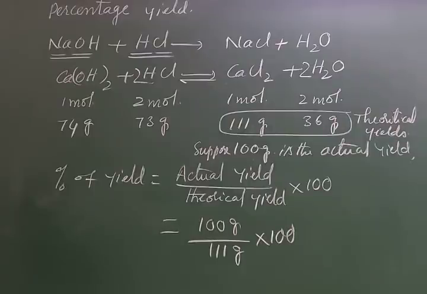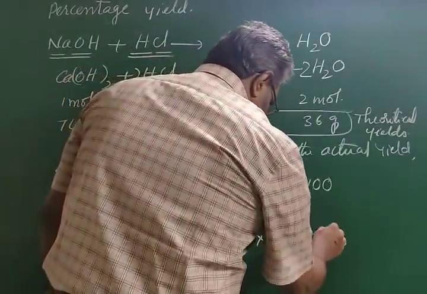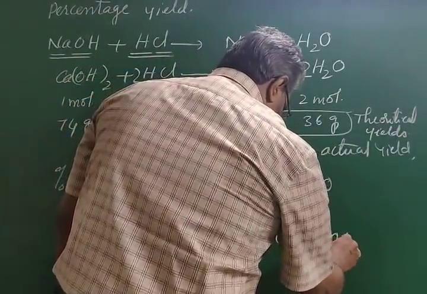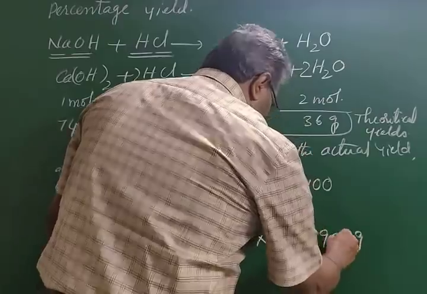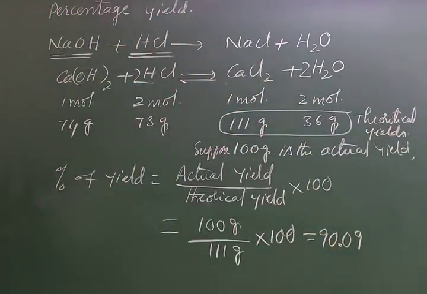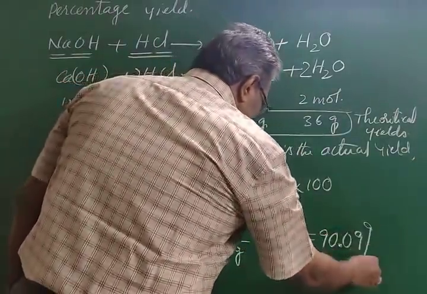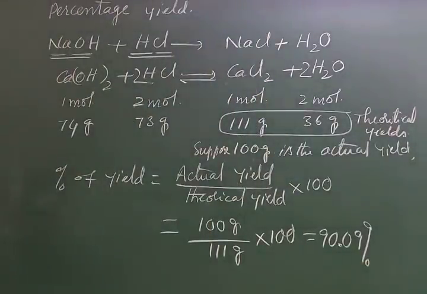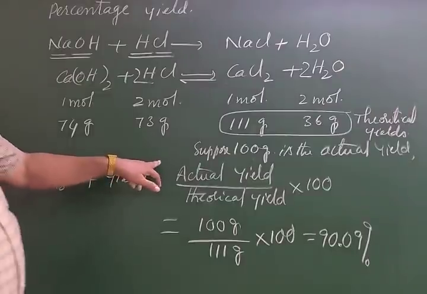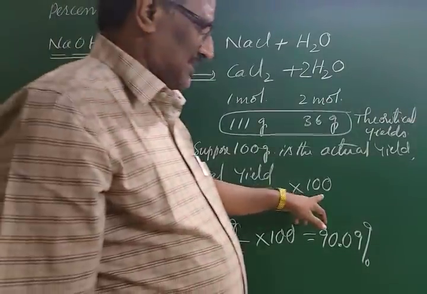That is 90.09, or 90.1 approximately. The percentage yield is 90.09 only, not 100%. So in this way, the percentage yield can be calculated. The percentage yield is equal to actual yield by theoretical yield into 100.